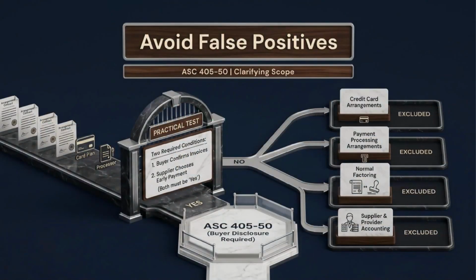Not every buyer, supplier, and bank arrangement is a supplier finance program. Standard corporate credit card or purchasing card arrangements are excluded. Payment processing arrangements are not enough by themselves. Normal factoring initiated by the supplier, where the buyer has no confirmation role, is also outside the model. And ASC 405-50 is a buyer disclosure model only. It does not govern the suppliers' or finance providers' accounting. The practical test is: does the buyer confirm invoices and can the supplier choose early payment from a third party?